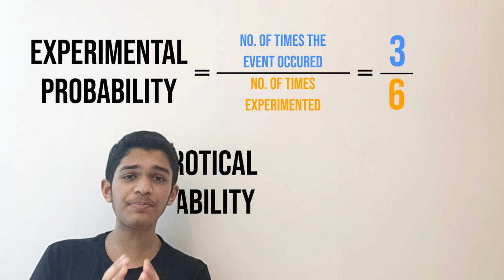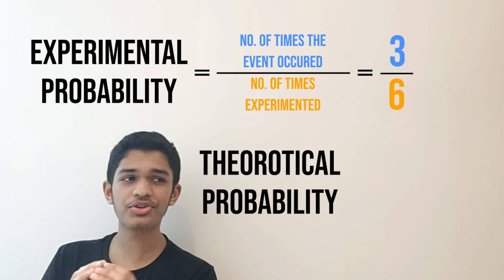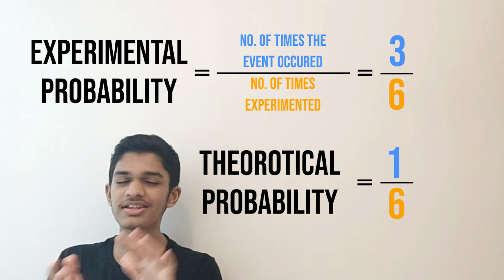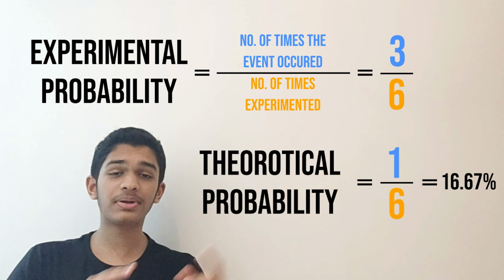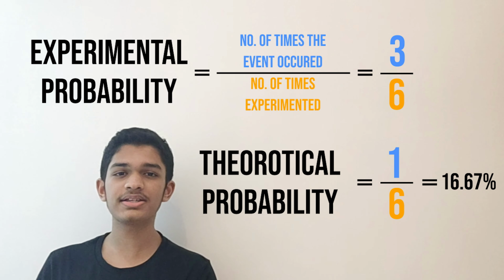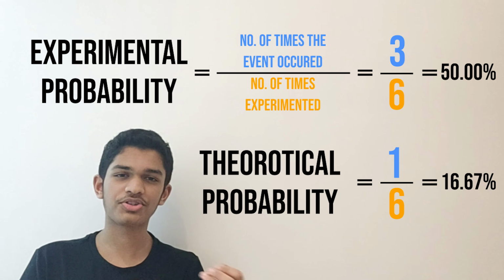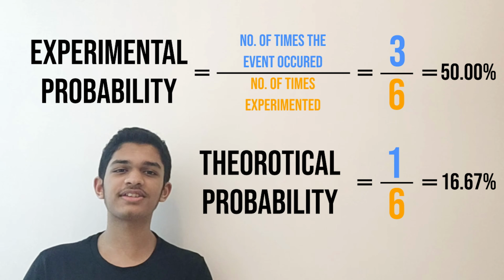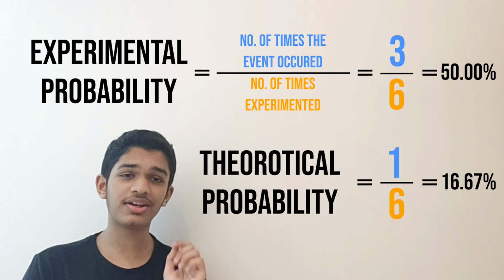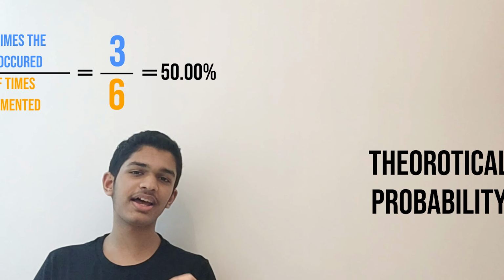Okay, so wait. The theoretical probability for rolling a 3 was 1 by 6 or around 16.67%. But our experimental probability is giving us 3 by 6, which is 50%. Well, what's wrong? Think about it for some time because we will give you the answer in the next video. Till then, keep on experimenting and finding probabilities of events around you.